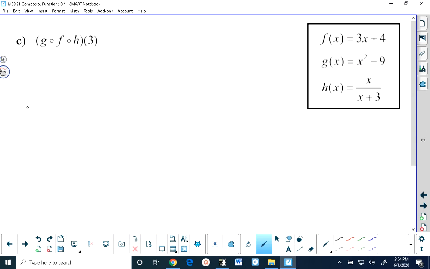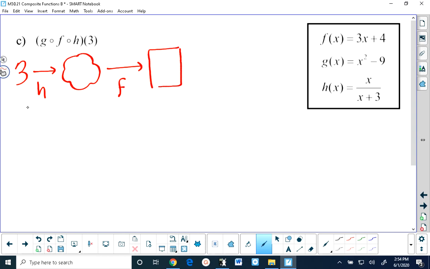All right, C says we want to find g of f of h of 3. This means that you're going to take 3 and run it through h to get h of 3. You're going to take h of 3 and run it through f to get f of h of 3. Then you're going to take that number and run it through g to get your answer, which is g of f of h of 3.